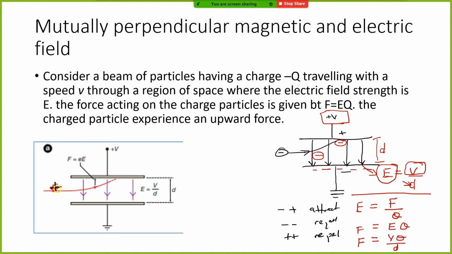So the question is, what if the charge is no longer an electron, but it is now a positive charge, right? How would we expect it? It would have been pushed downward instead. It would essentially be pushed downward. So coming in, it would push down like this. It would push down like this.